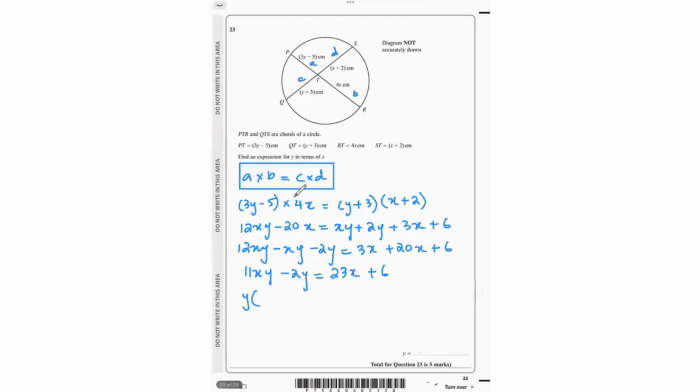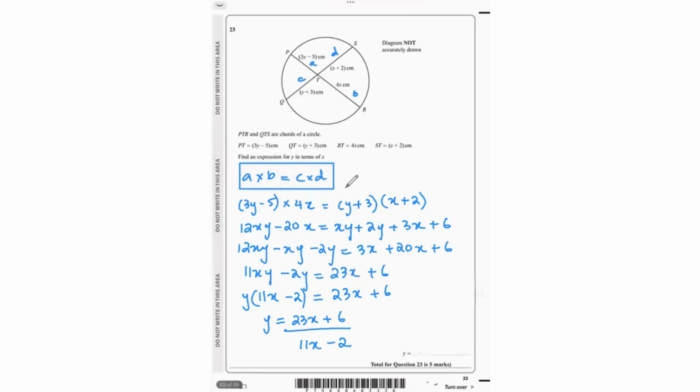Take y common because we have to find an expression for y in terms of x. Now we just have one y. Take the 11x minus 2 to the other side. So 23x plus 6 divided by 11x minus 2 is your expression for y in terms of x.